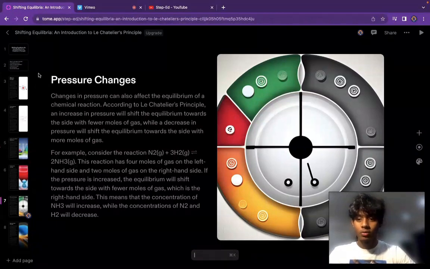For example, consider the following reaction. This reaction has 4 moles of gas on the left-hand side and 2 moles of gas on the right-hand side. If the pressure is increased, the equilibrium will shift towards the side with fewer moles of gas, which is the right-hand side. This means that the concentration of NH3 will increase, while the concentration of N2 and H2 will decrease.